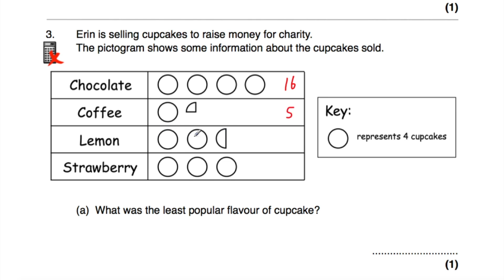Lemon, we've got 4 and then another 4, so that's 8, and then we've got a semicircle, that's another 2 cupcakes, so 4, 8, 10, 10 lemon cupcakes were sold there. And then in terms of strawberry, we've got 4, 8, 12, so 12 strawberry cupcakes were sold. So part A says write down the least popular flavour of cupcakes. So you can see that straight away, that's coffee.